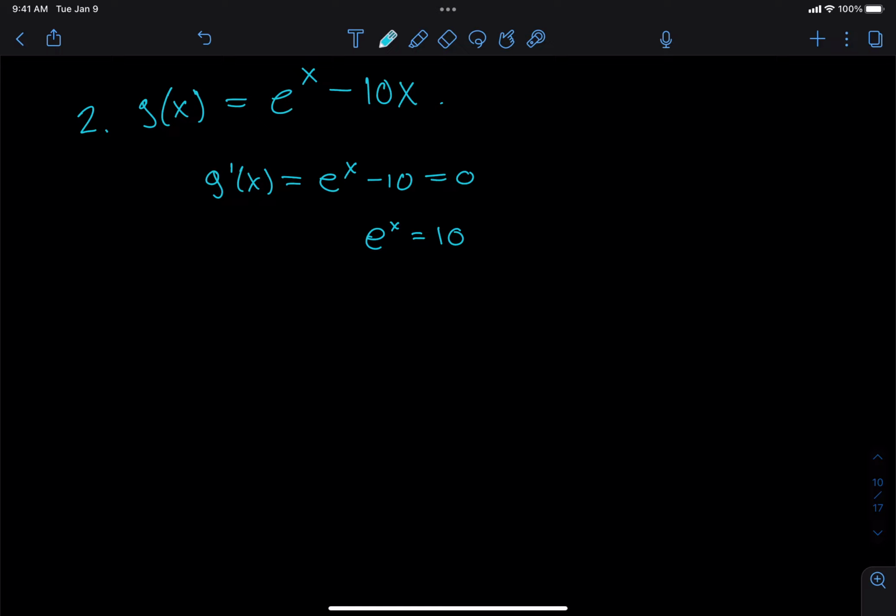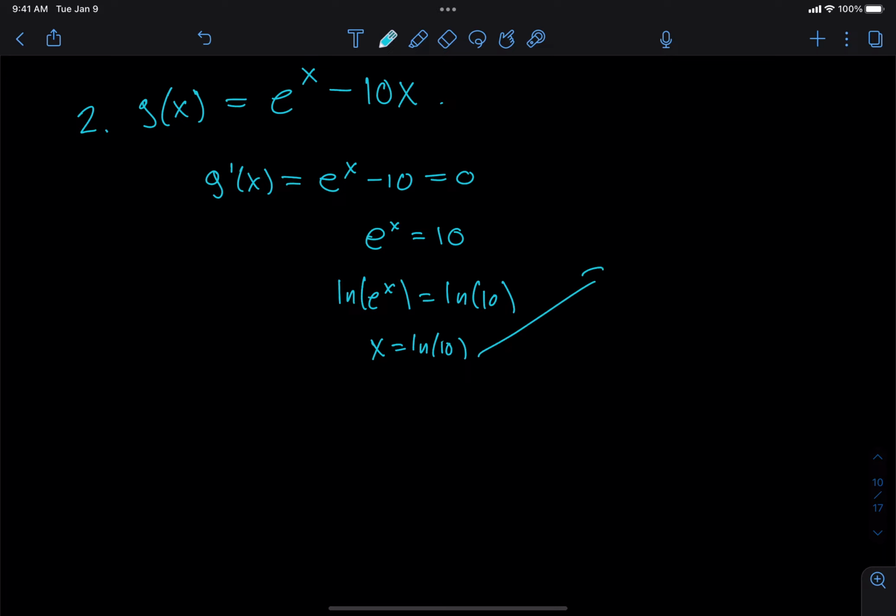And I think a lot of people got tripped up at this point because they didn't know how to figure out what x is. But remember, anytime the unknown quantity is in the exponent, what do I have to use? Natural log. Okay, we use natural log to get it out. So ln of e to the x equals ln of 10. And what happens on the left-hand side? Just x.